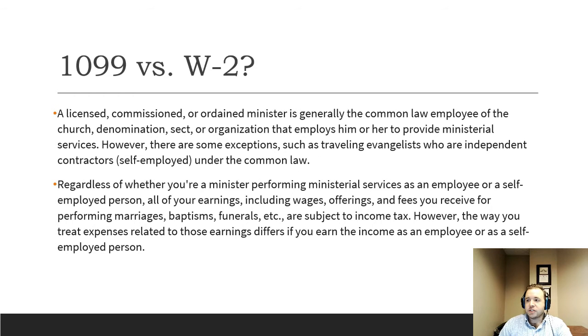All right. So a licensed, commissioned, or ordained minister is generally a common law employee of the church to provide ministerial services. There are some exceptions, such as traveling evangelists who are independent contractors under the common law. Anything that is independent of the church is going to be on the Schedule C, 9 times out of 10. So you will be claiming that income as a separate entity from your employment and thus being able to take your expenses on it. I will repeat myself a few times because this is covering the same basis, but we got to make sure that we get it all.